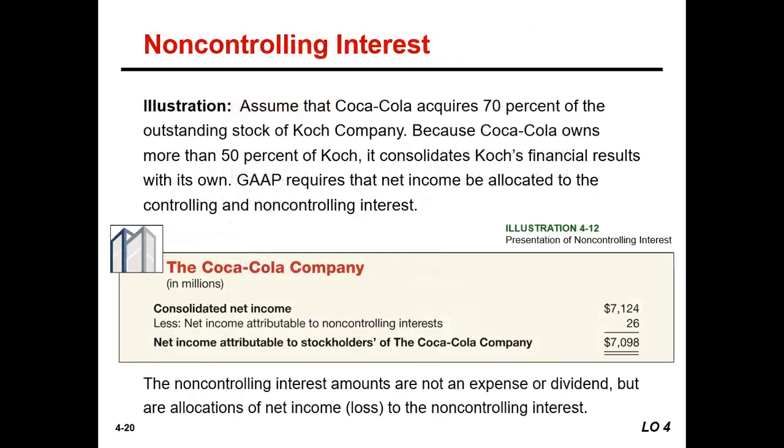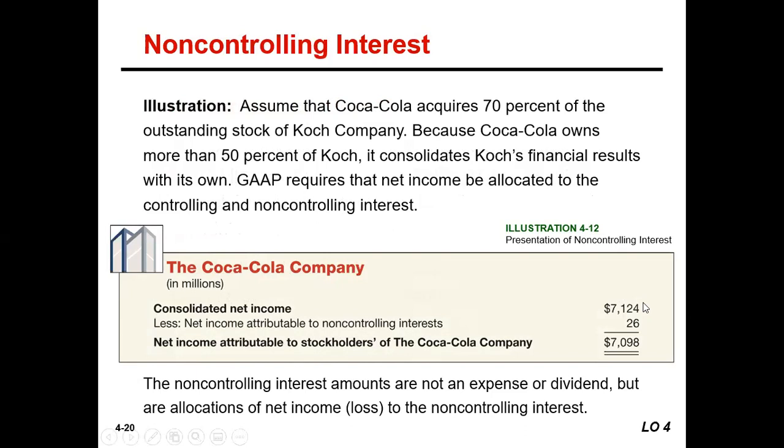So here's our example of that. It says, assume that Coca-Cola acquires 70% of the outstanding stock of Coke Company. Because Coca-Cola owns more than 50% of Coke, it consolidates Coke's financial results with its own. GAAP requires that net income be allocated to the controlling and non-controlling interests. So that's what we see here.